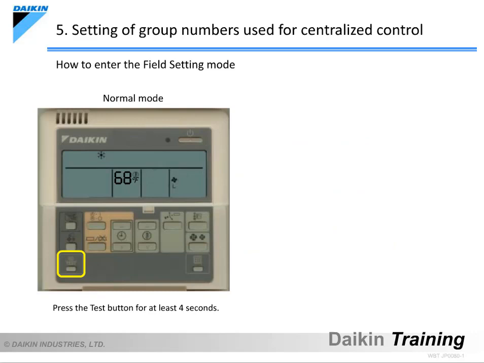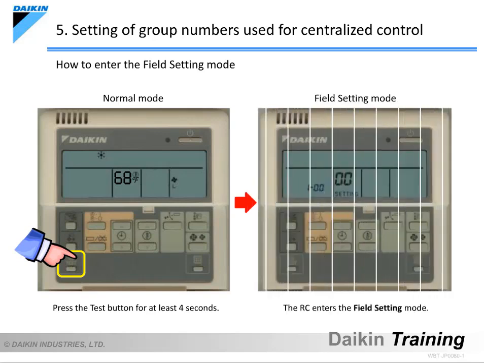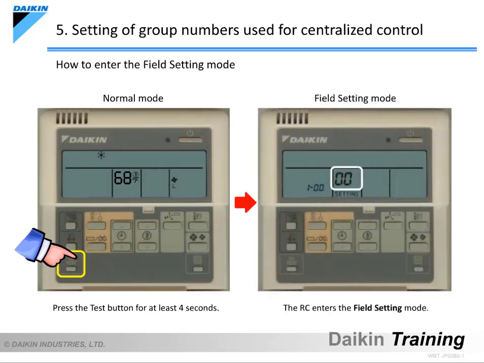The field setting mode is used when setting the centralized control group number. First, press the test button for at least 4 seconds while in the normal mode to enter the field setting mode. If the properly set centralized controller is connected and turned on, the field setting number 00 will appear on the LCD. The word Group will be shown on the bottom left of the remote controller's LCD. The word Group will blink when the setting is being done for the first time, but it will light up if the setting has been done in the past. The group number for centralized control can only be changed when the word Group is blinking.